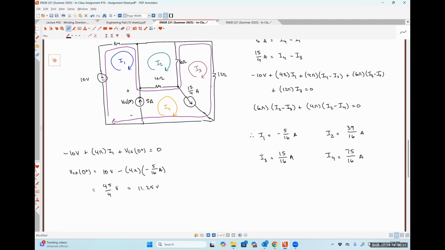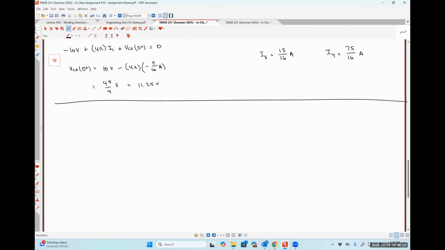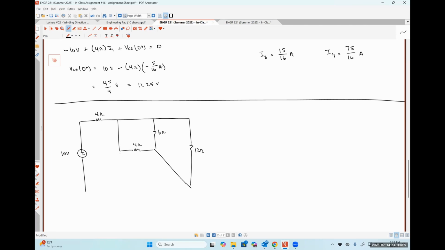Okay, now we would analyze the circuit at t is equal to infinity. So at t is equal to infinity, our circuit would look something like this. So here's our 10-volt source, 4 ohm resistor, short, another 4 ohm resistor. Our inductor is a short. Here's a 6 ohm resistor. Here's a 12 ohm resistor. Five amp current source across which we're trying to find VCS at infinity.